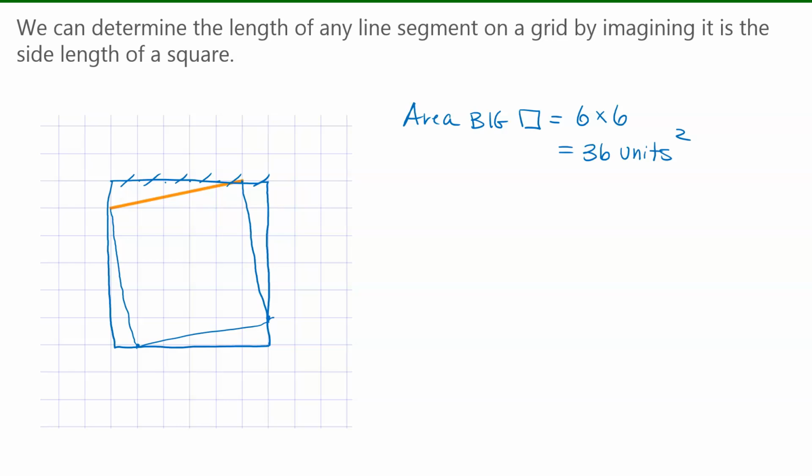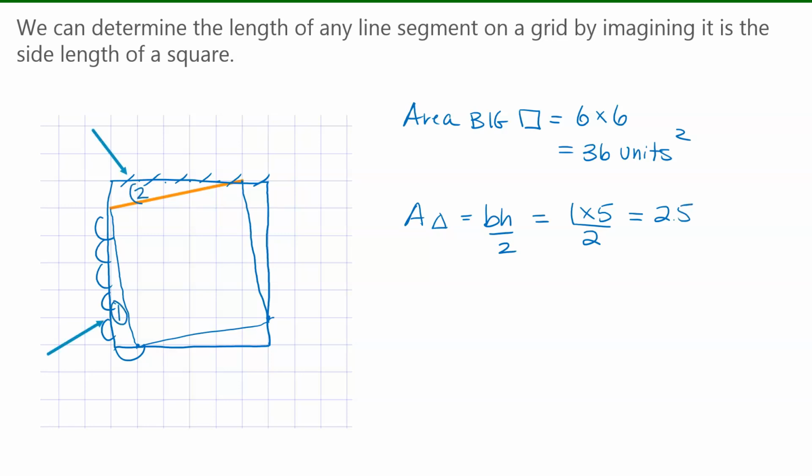Then we would find the area of one triangle. So remember, the area of a triangle is base times height divided by 2. In this case, the base is 1 and the height is 1, 2, 3, 4, 5. So 1 times 5 divided by 2 is equal to 2.5. Again, we have 4 triangles, 1 here, 2, 3, and a 4th one here. So take the area of one triangle, multiply it by 4, and we get 10. So the area of the 4 triangles is 10 square units.